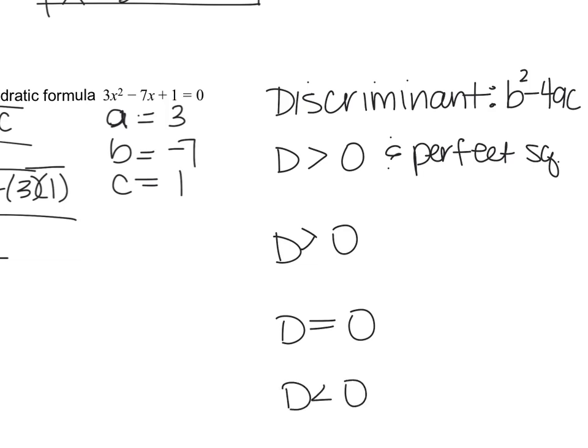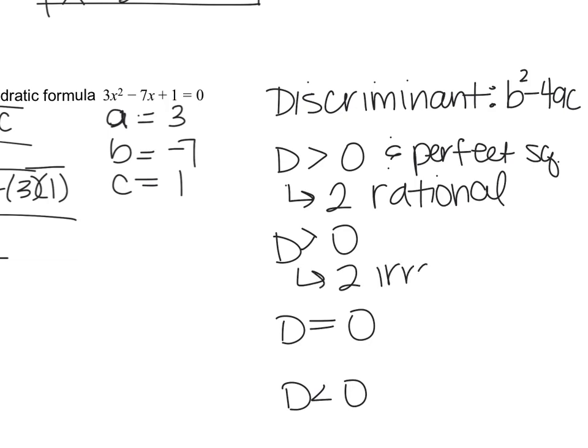So when the discriminant is greater than 0 and it's a perfect square, that's going to be two rational solutions. So what that means is you end up with a number underneath the square root that's a perfect square, like 36, 16, any of those. It's going to simplify. You're going to end up with either two whole numbers, two fractions, or a combination of that for your solution. If it's any other positive number, that's an example of two irrational solutions.